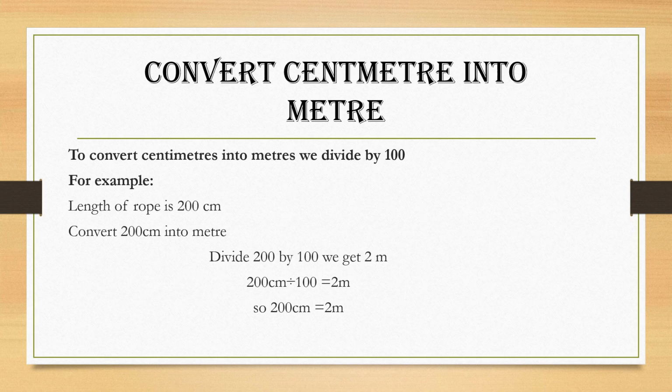So now you will keep it in your mind. Remember that 1 meter is equal to 100 centimeter. 1 centimeter is equal to 10 millimeter. And 1 kilometer is equal to 1000 meter. And number 2, when we want to convert meter into centimeter, we multiply it by 100. And when we want to convert centimeters into meters, we divide it by 100. All these things you remember.